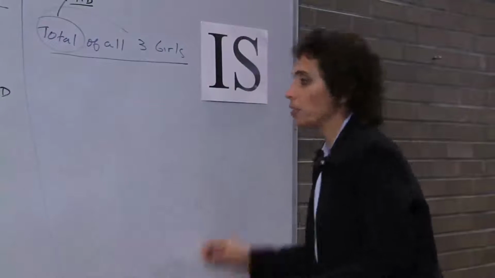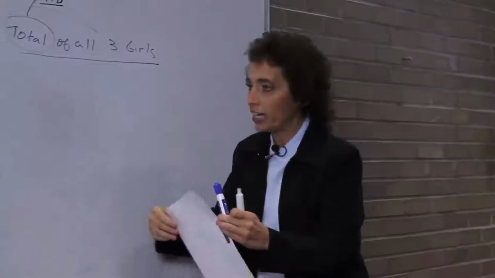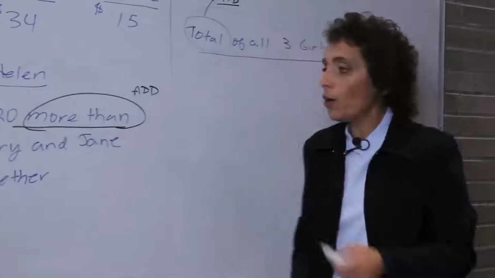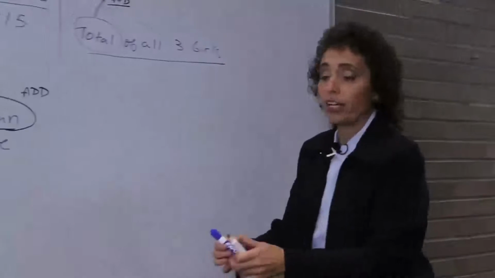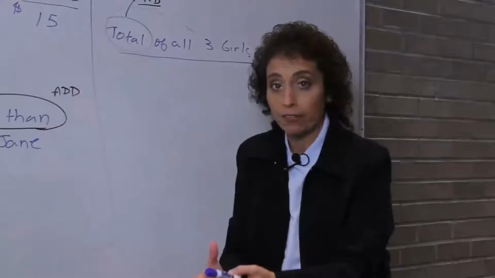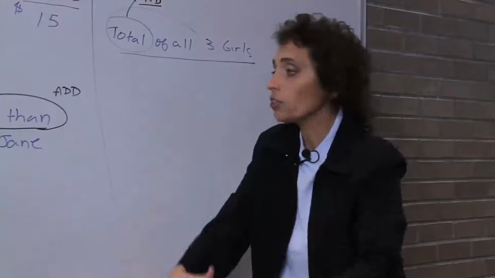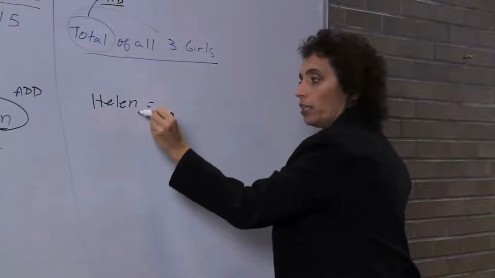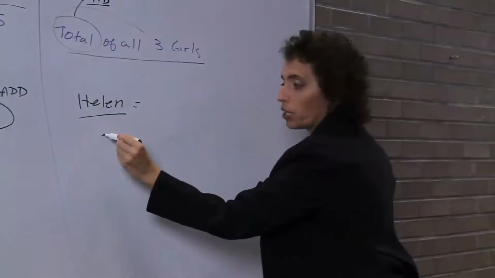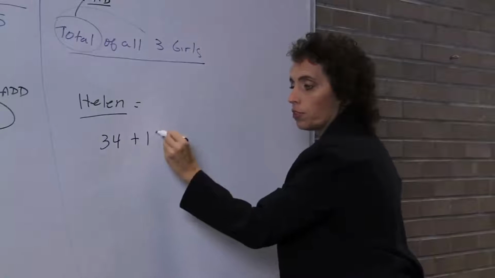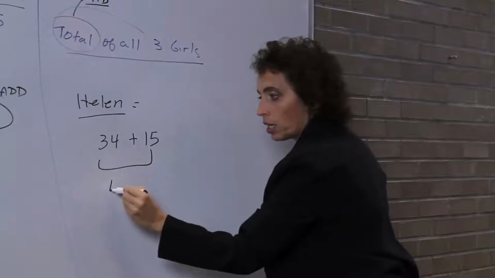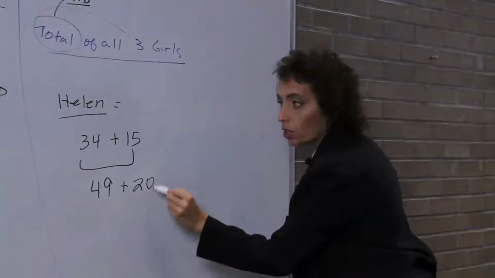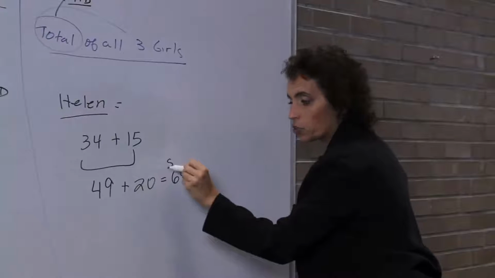In this problem, we know what Mary has, we know what Jane has, we know a little about what Helen has, but we don't know exactly how much money Helen has. But we know Helen has $20 more than Mary and Jane together. Well, first we have to know what Mary and Jane have together, and then we could add it to $20, and that's what Helen would have. So let's get Helen's. So Helen equals Mary plus Jane, so 34 plus 15, and that is 49, plus she has 20 more than that. So Helen has $69 by herself.